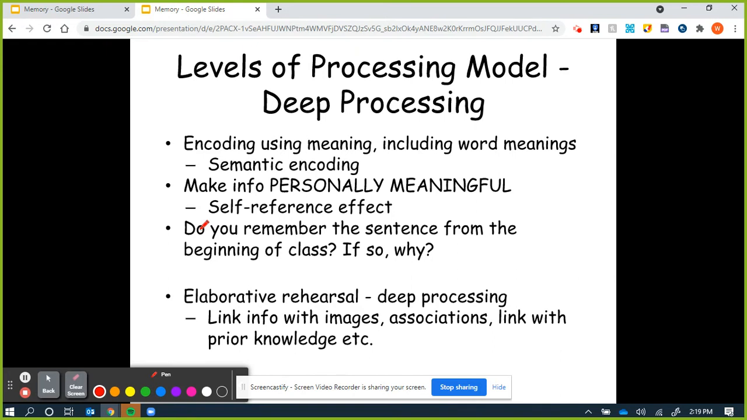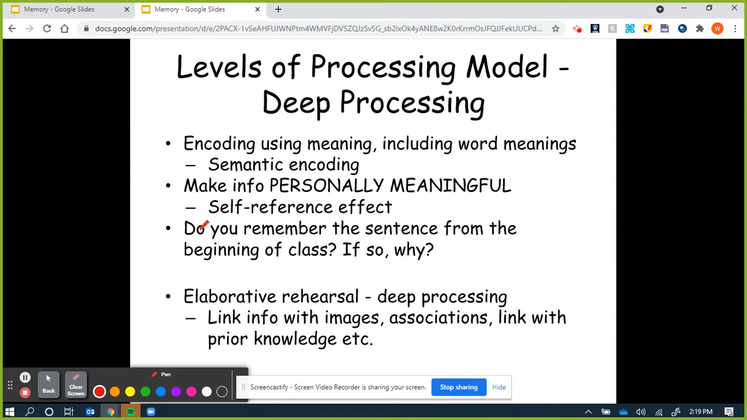All right, if we really want to commit something to memory, through the levels of processing model, deep processing is where we use different devices to actually get it in there and give it meaning. All right, encoding using meaning, including learning the meaning of words, is what is called semantic encoding. Semantics is meaning. The semantics of language is the meaning of language.